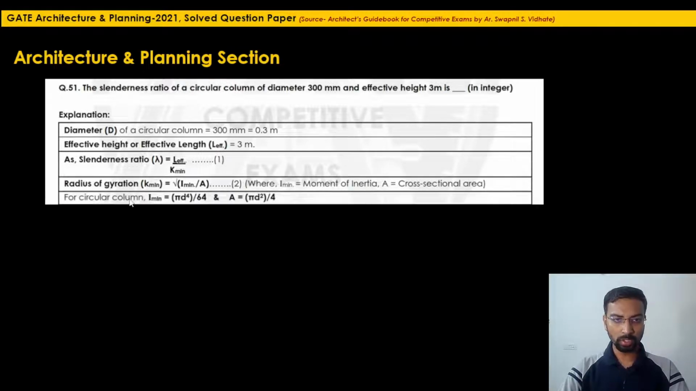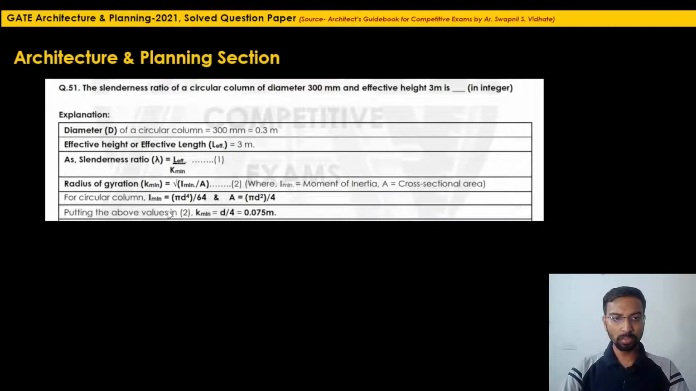So here for a circular column, I minimum will be equal to pi d raised to 4 divided by 64. Again, you have to write down this formula. Just have this formula in your notes, and A will be pi d square divided by 4, the cross sectional area. So we will just put this value in the question. K minimum will be d by 4.